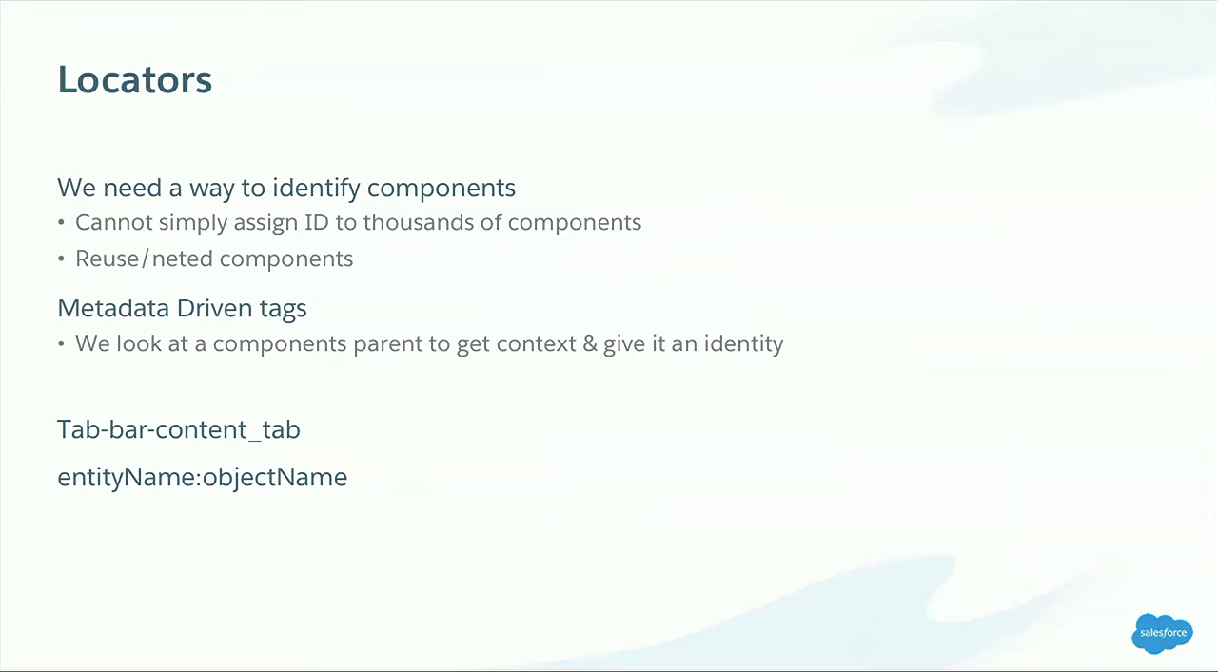And so we took the metadata-driven approach here as well. We have a tag called the locators, and basically we look at the component's parent and get the context of it to give it an identity of itself. In this case, here's an example, tab bar, content tab. So I have a content tab within the tab bar under an entity, which could be opportunity. And that's how I would know which exact element is being chosen by the end user.